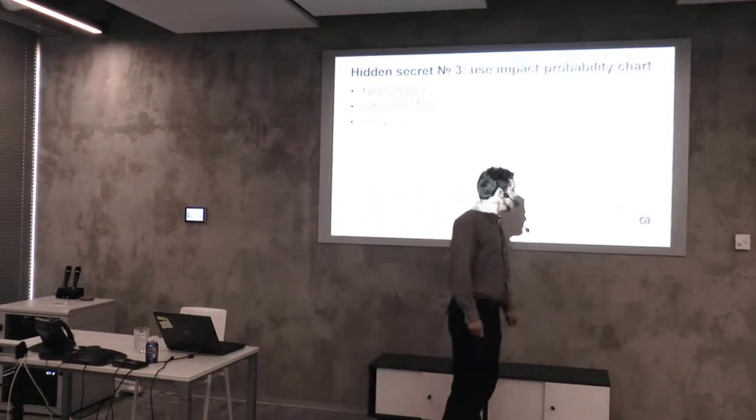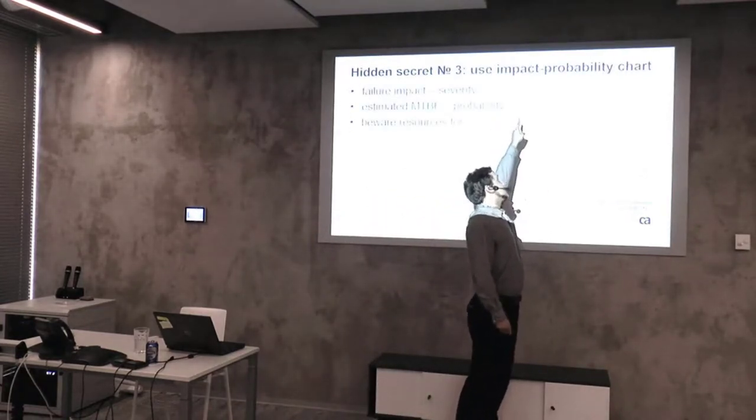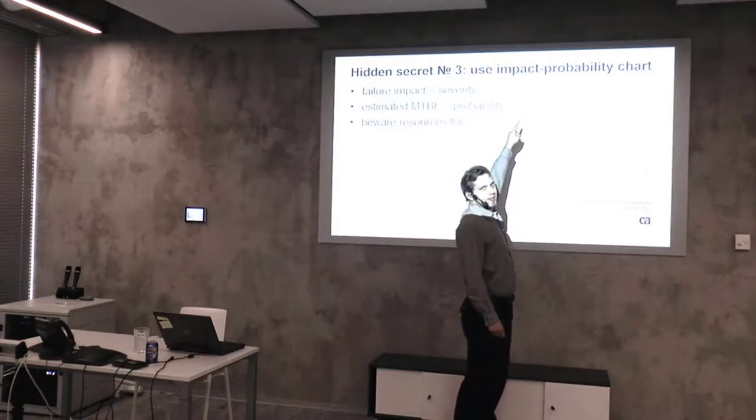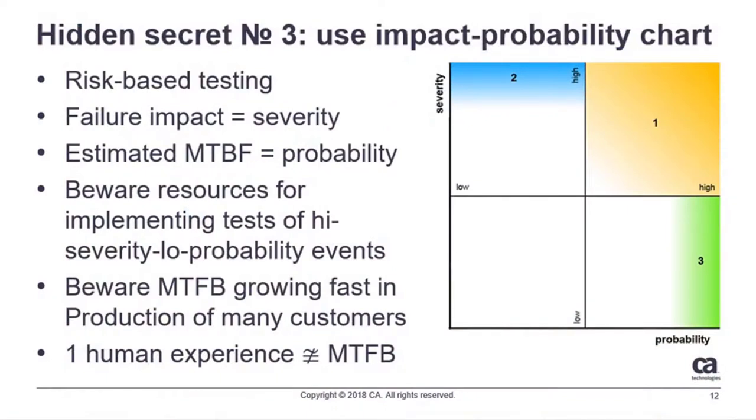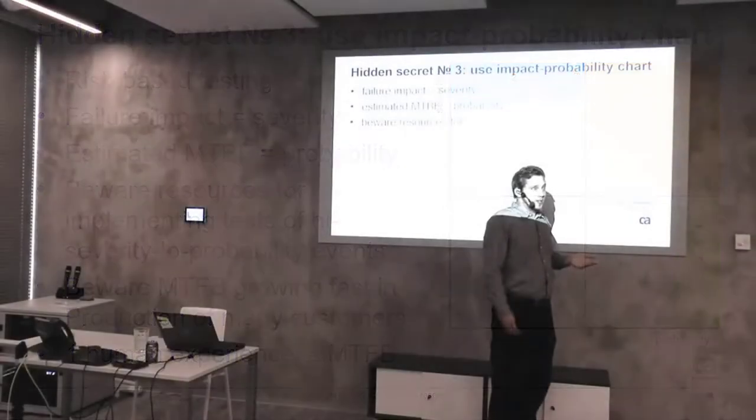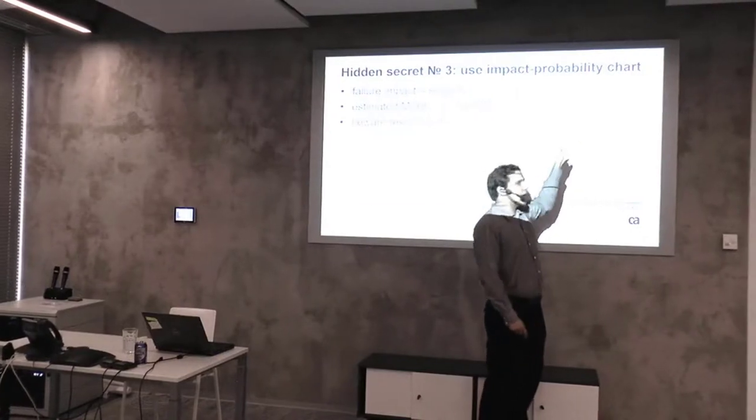So, sun would explode. Top severity, very low probability. User will forget his password. Well, very high probability. I don't know, is it high severity or low severity? If the password cannot be recovered, and the user loses all data, it's probably high probability and high severity.